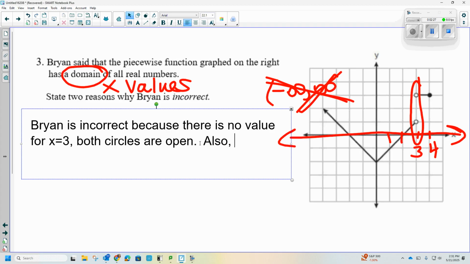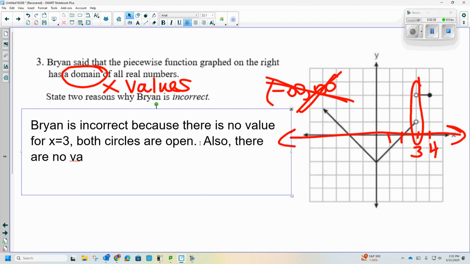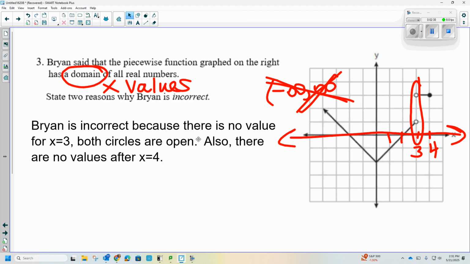Also, there are no values after x equals 4. Okay, and again, feel free to pause the video, but I'm going to move on to the next question.